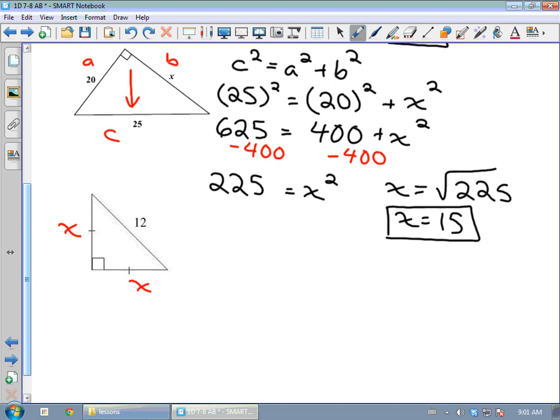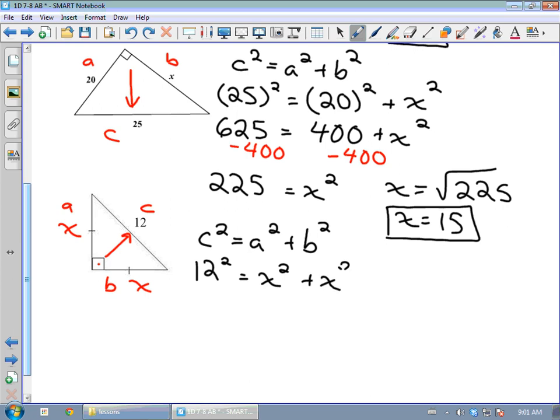All right. Now, right angle triangle. So first thing we do, we see that it's a right angle. We find our hypotenuse, which is across like this. I'm going to label that C. I'm going to label this A and this B. Pythagorean theorem, c squared equals a squared plus b squared. Let's sub in what we have. We know that c is 12, so we get 12 squared equals, a is x here, x squared, and b is another x squared. So I've got 12 squared equals x squared plus x squared.